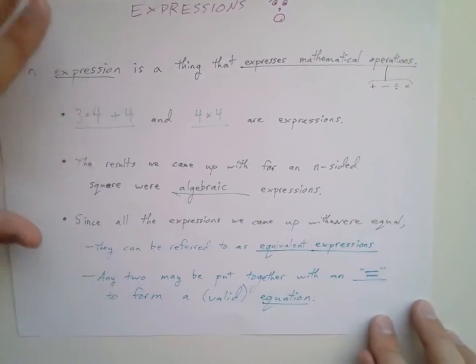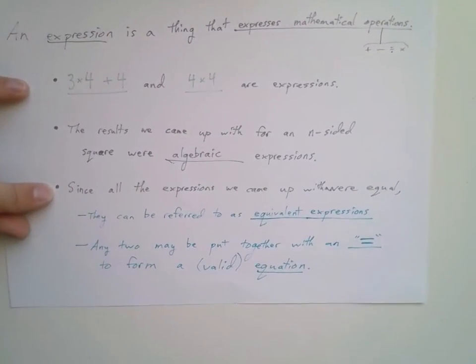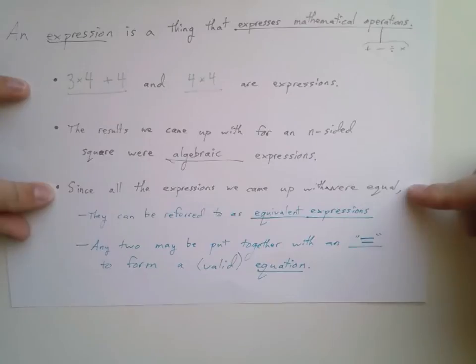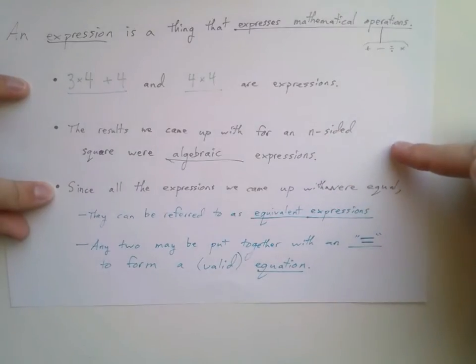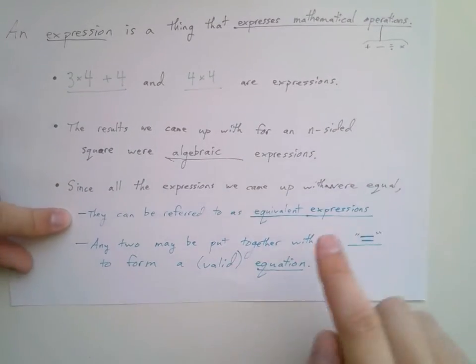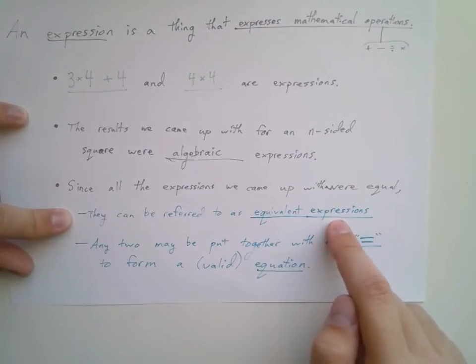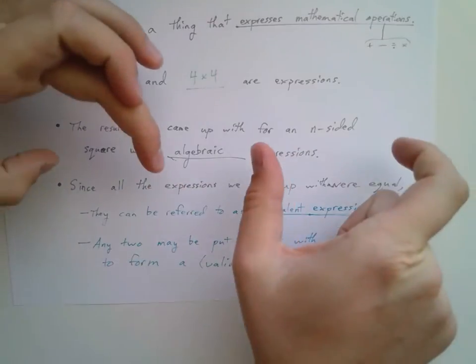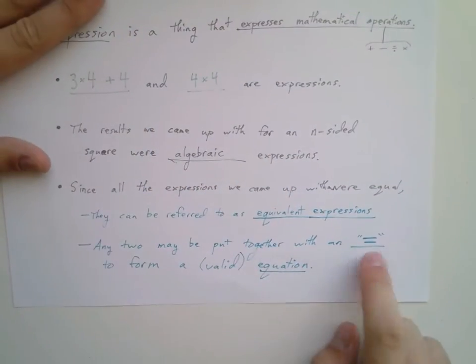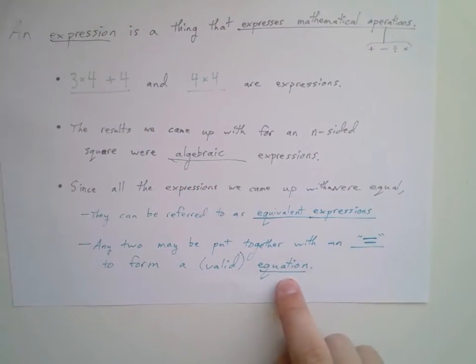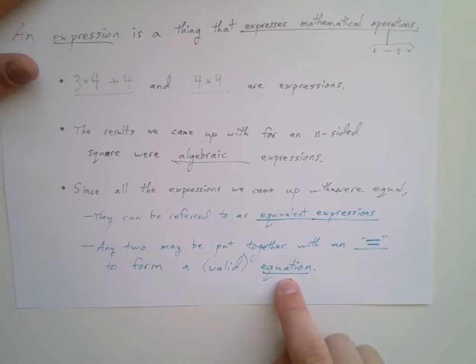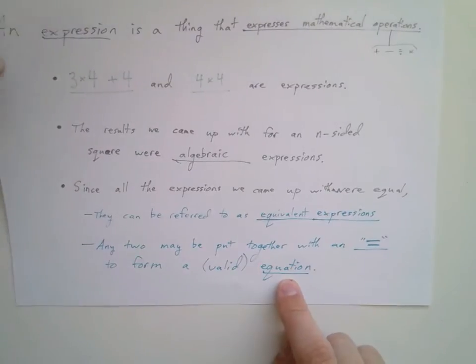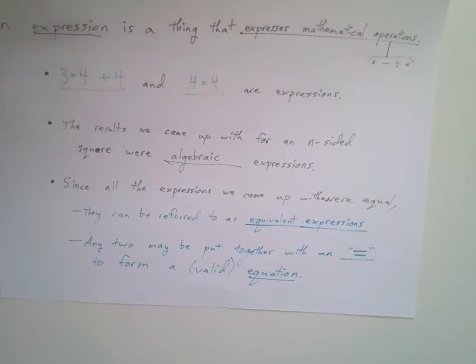So if you have two expressions that are equal to each other, then you can call them equivalent expressions. And you can write them side by side and put an equal sign in between it, and you've got an equation. So an equation is saying that two expressions are equal to each other. So hopefully that helps with remembering what an expression is.